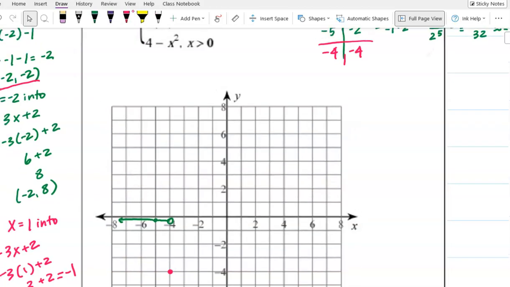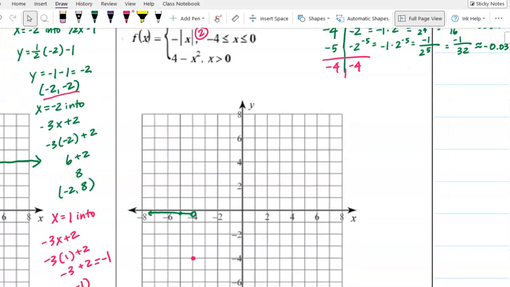That's a closed circle. And we know that that is a square root function that has been just reflected over the x-axis. So if I put a 0 in, it's going to give me a 0. And so it's going to look like that. It's going to be from 0 to negative 4. So I see I have a closed circle and a closed circle here. And then I see my quadratic right there. Okay. And put that as purple.